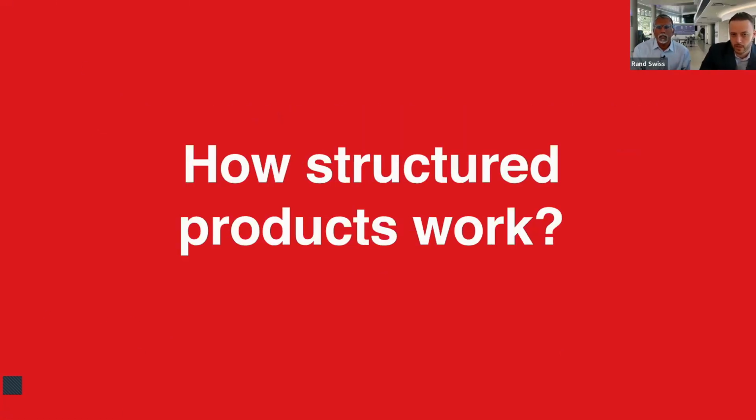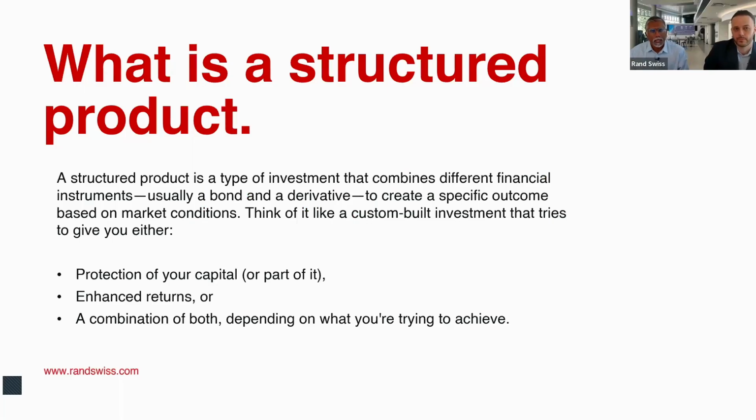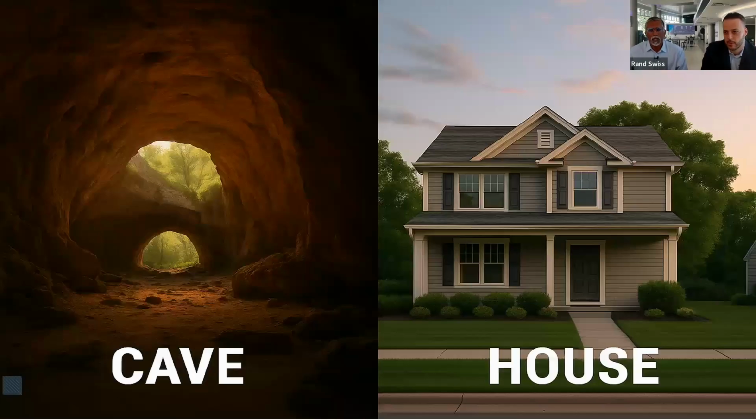So what is a structured product? A structured product is a type of instrument that combines various underlying financial instruments, usually some kind of bond and a derivative or multiple derivatives, to create a specific outcome based on market conditions. It's a custom built instrument. And the main goal is usually to protect your capital, enhance returns, or a combination of the two. Now, the way I would normally phrase it is this.